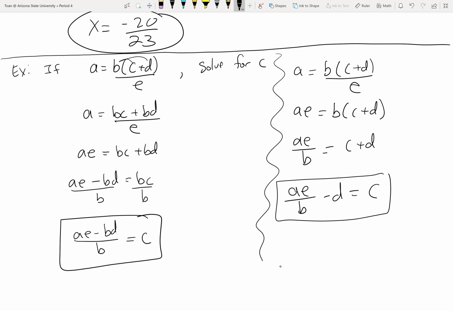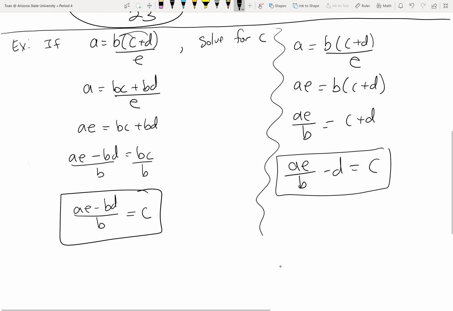So either way you do it, as long as you're following good math steps, inverse operation, balancing both sides, you can solve this, bless you, however you will.